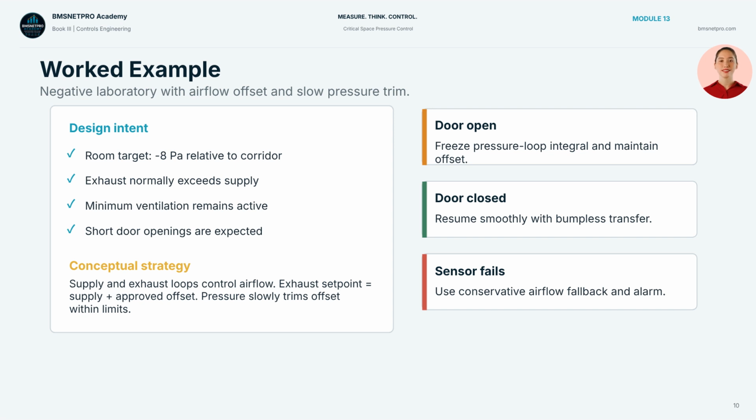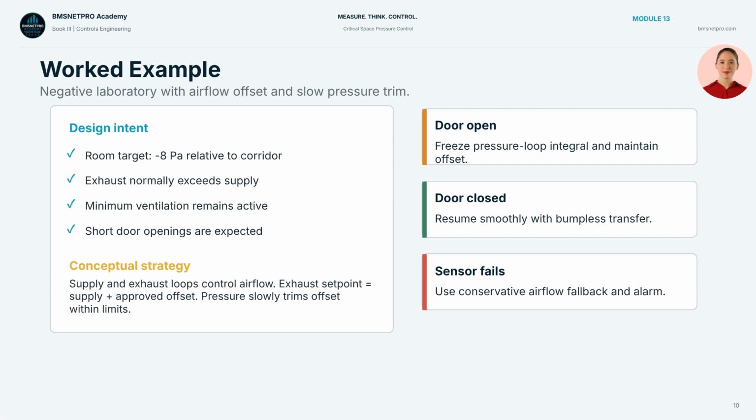The worked example is a negative laboratory. The design target is -8 pascals relative to the corridor. Exhaust normally exceeds supply, minimum ventilation and exhaust requirements remain active, and short door openings are expected. A practical strategy uses local airflow loops for supply and exhaust. Exhaust set point equals supply plus the approved offset. The pressure loop slowly trims the offset within limits. When the door is open, the pressure loop integral is held. After the door closes, the loop resumes with bumpless transfer. If the pressure sensor fails, the system uses a conservative airflow fallback and alarms.